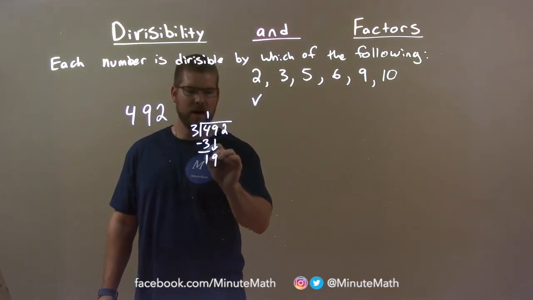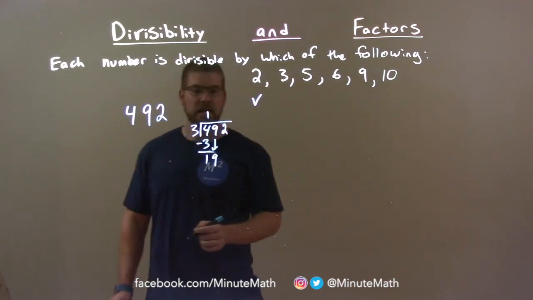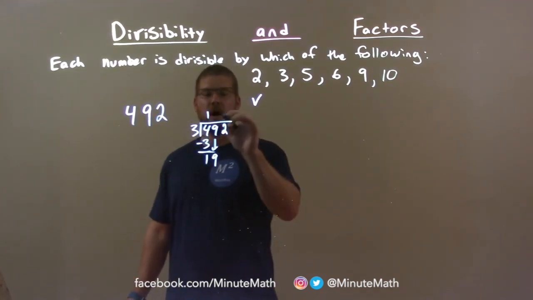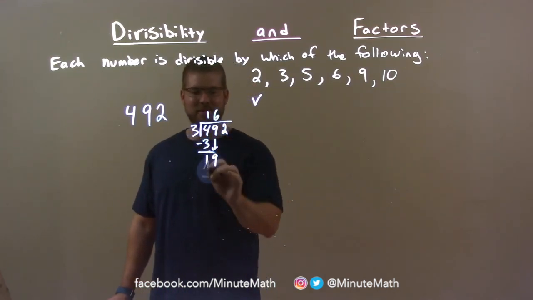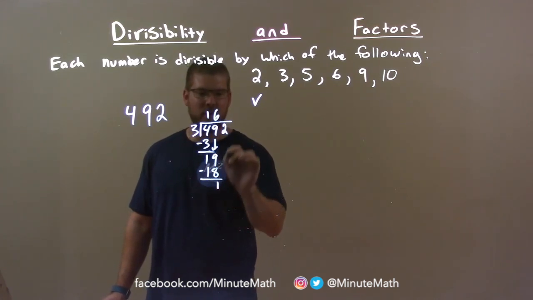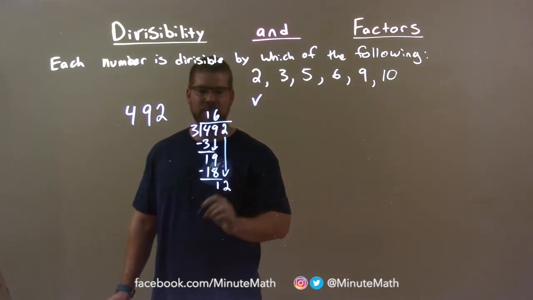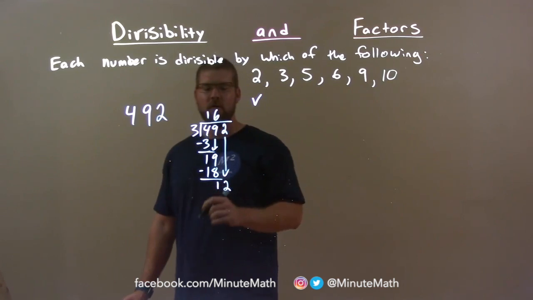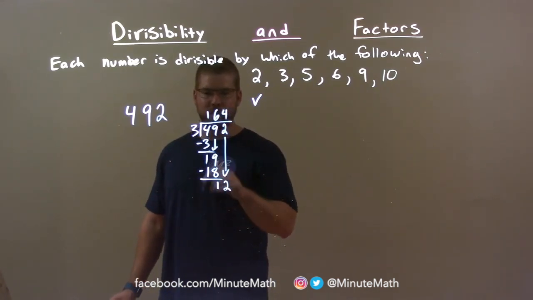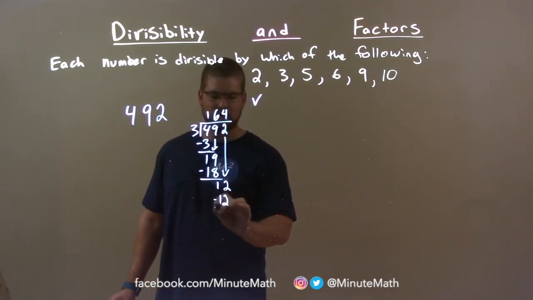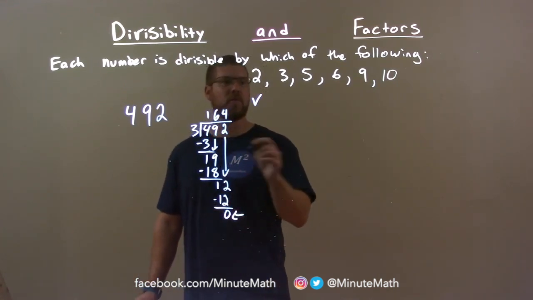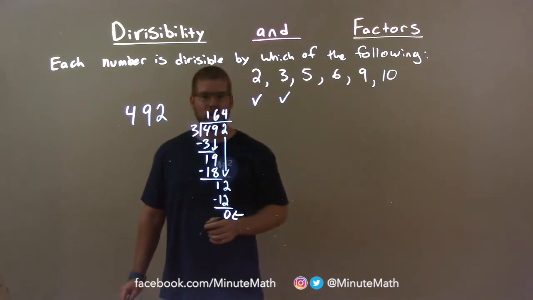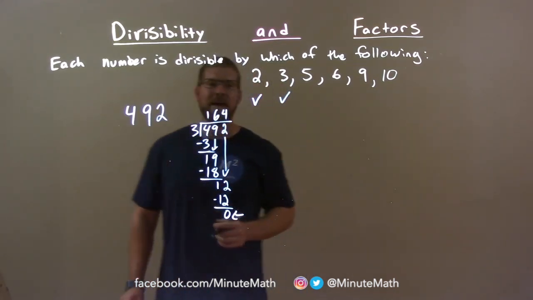Bring down the 9. 3 goes into 19. Okay? Drawing a blank here. That's going to be 6 times. 6 times 3 is 18. Subtract, got a 1. Bring down this 2. 3 goes into 12. 4 times 3 is 12. Subtract, we got a 0. So since we end with a remainder of 0, 3 works. We are good. Okay, so 3 goes in evenly.